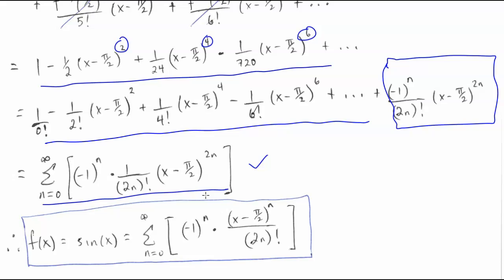And that makes sense because we know sine has positive values and negative values depending upon what your angle is. So here we see that sine of x can be represented as this particular power series. And to be specific about it, this power series is a Taylor series that is centered about pi over 2.